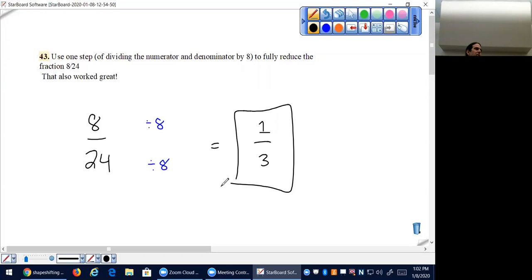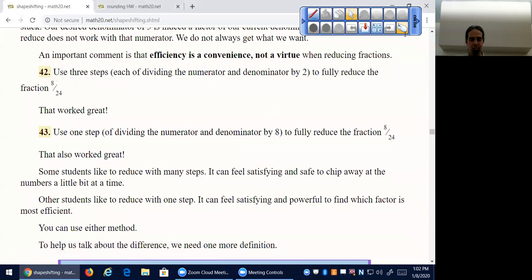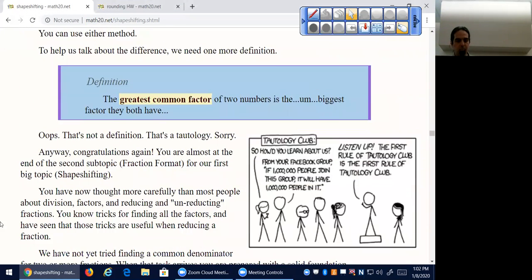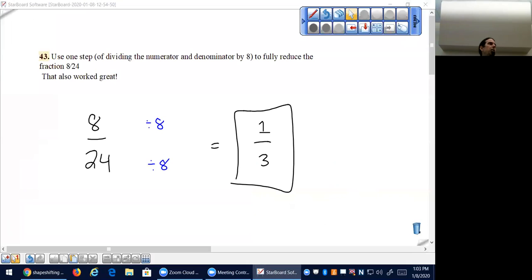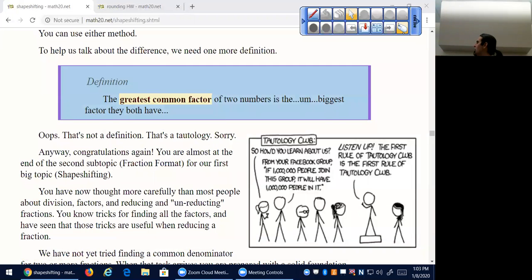Okay, questions about factors or unreducing or reducing? There's the greatest common factor, which would be the biggest factor they both have in common. So what we just did before was we saw that the greatest common factor of 8 and 24 was 8. So that will clear it out to 1/3 in one step. It's nice to have that word greatest common factor. The phrase will sometimes be used.